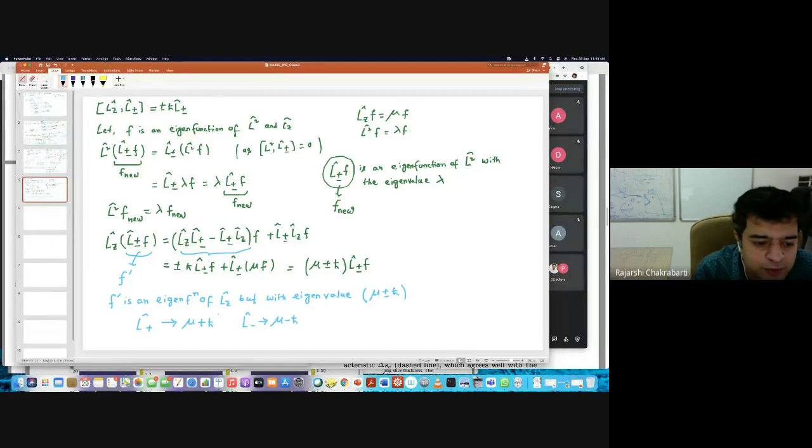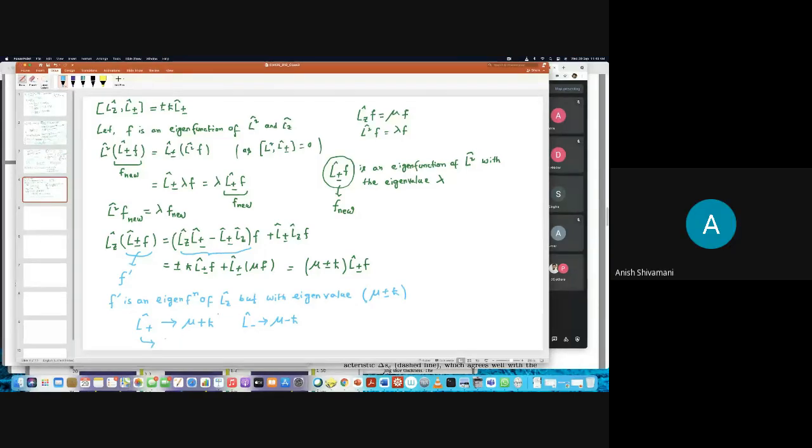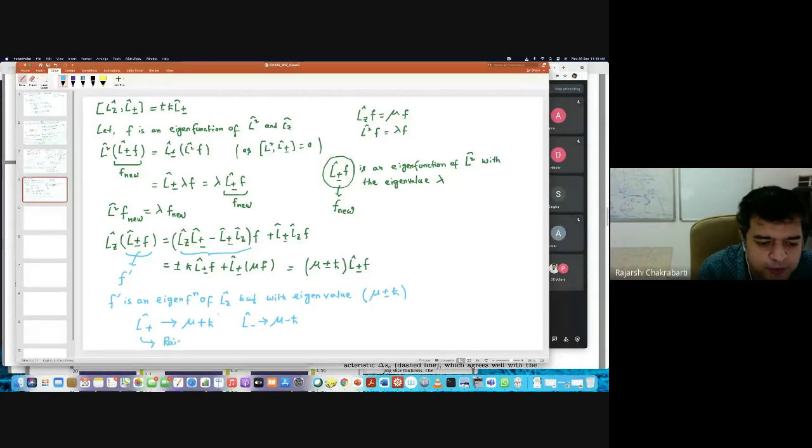So basically, it tells you what? What is L plus then? You should call it the raising operator. Of course, this is in terms of the angular momentum operator.